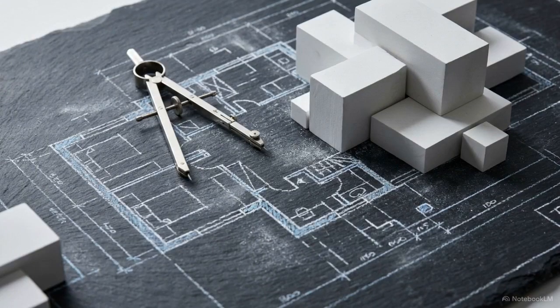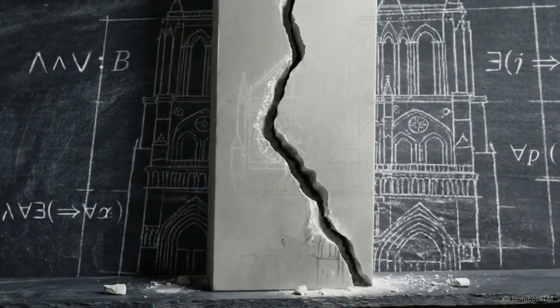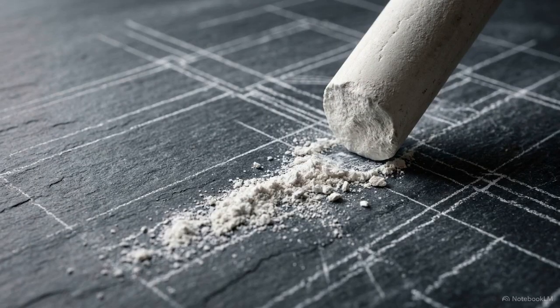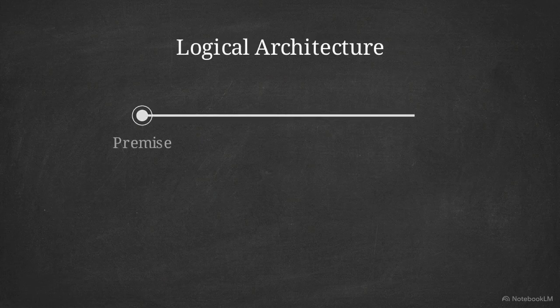A logical fallacy is a measurable structural failure. We can identify these collapses with the same precision used to find a crack in a building's foundation. This analysis starts with the most basic relationship in reasoning, the connection between a premise and its conclusion. We can map this relationship on a chalkboard. A single point, the premise, connects via an unbroken line to a second point, the conclusion.